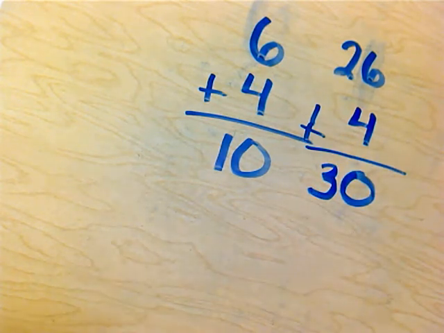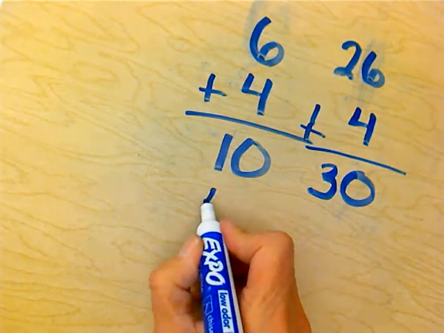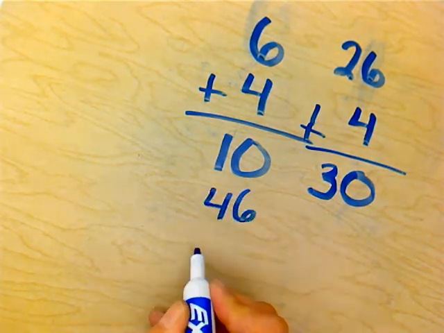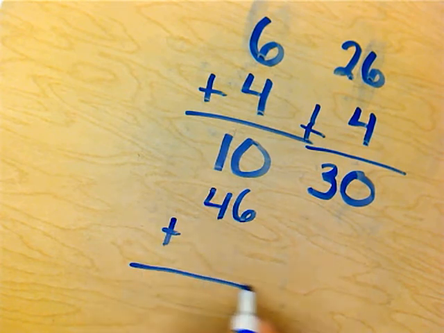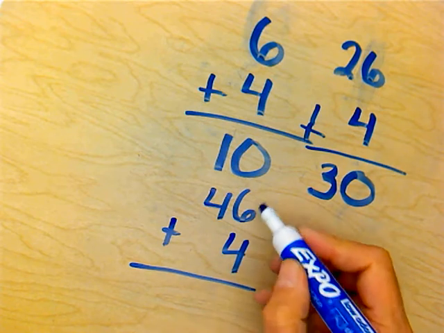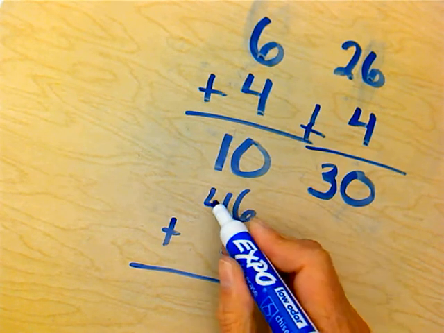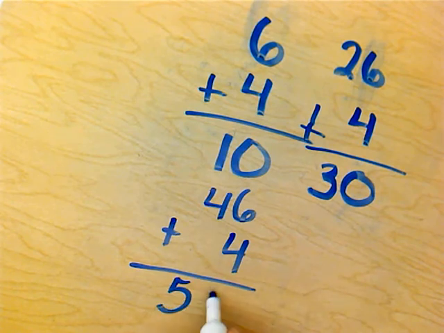Yep. So let's try another one with 6. What if I had 46? What would I do to get to the next 10? Well, if I want to get to the next 10, I'm going to need to add 4 and 6, which would give me 10. I already have 4 10s, so that would put me at the next 10 at 50.